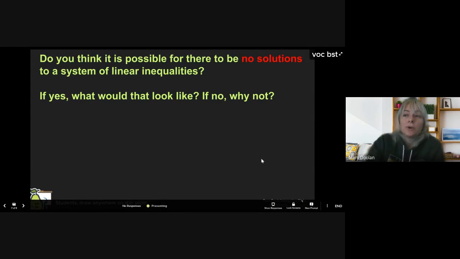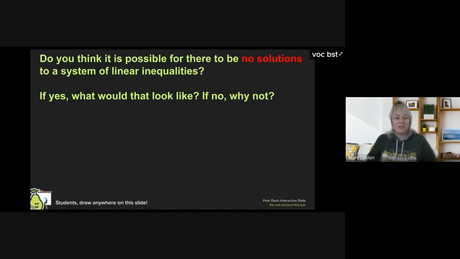All right. So last interactive slide here. Okay, I want you guys to think. Is it possible for there to be no solutions to a system of linear inequalities? I want you to think about that. Is that possible? Could we have no solution? Could we take 2 linear inequalities and graph them and somehow not have any overlap?